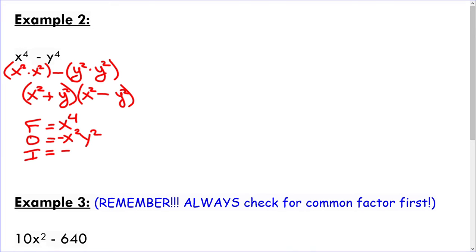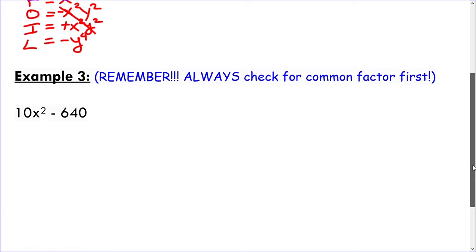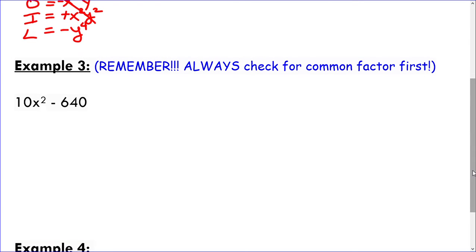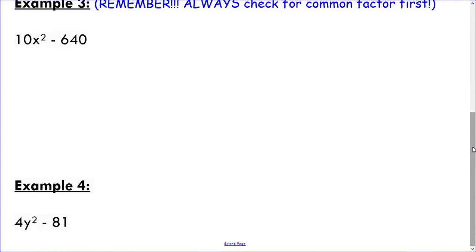So I guess this one was the negative. X squared, y squared, and then my last term would be minus y to the 4. And so you can see right away that my middle terms are going to cancel out, and I'm going to be left with x to the 4 minus y to the 4. So if I take a look at these and they have perfect squares, then I can take them out. So for example 3 here, I'll get you to try this one out, actually this one and number 4, and come back when you're ready to give it a try and go through.